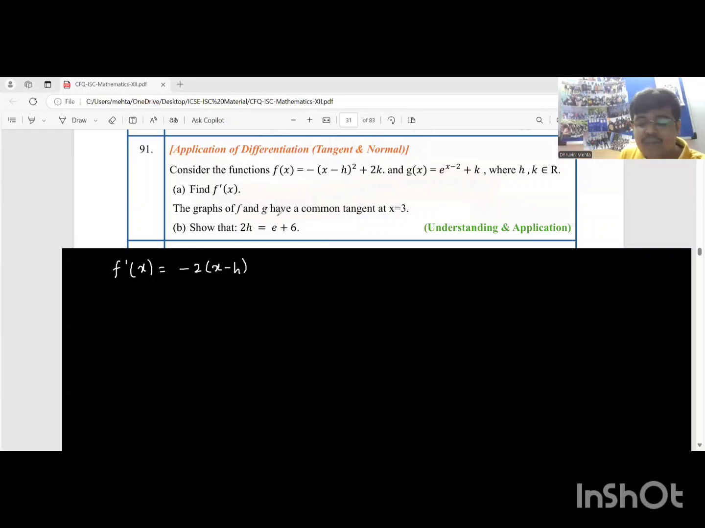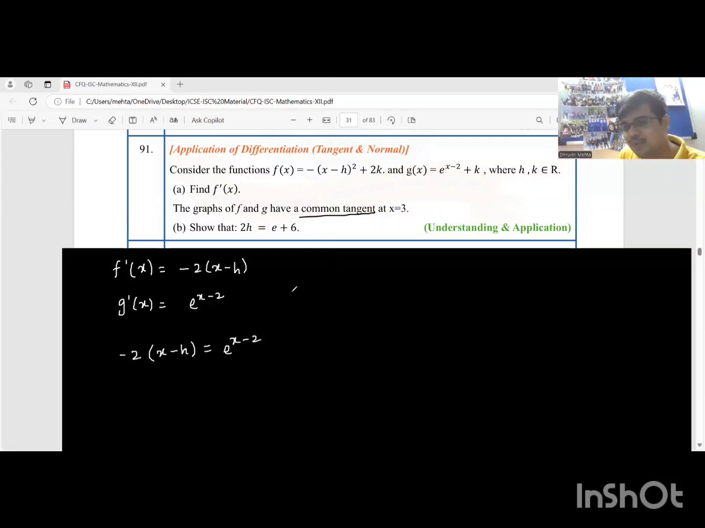Now, the graphs of f and g have a common tangent at x equal to 3. If they have a common tangent, students, do you understand that the slope is the same? And slope means derivative. Slope of tangent means derivative. We already have f dash. We'll now find g dash. So g dash is going to be e raised to x minus 2. Derivative of k is 0. Do you recognize, students, that when they say the slopes are equal, I can equate -2 into x minus h with e raised to x minus 2.